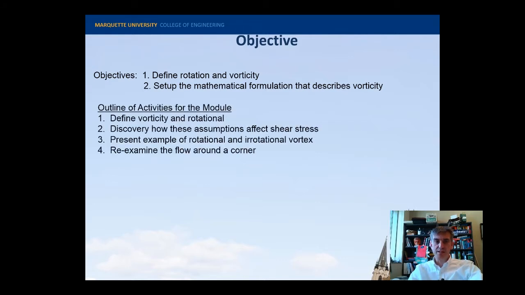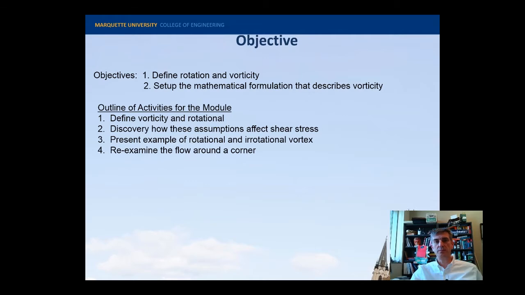What we're going to do is, as I said, define the vorticity and assumptions. We're going to discover how these assumptions affect shear stress, and then I'm going to present an example on a rotational and irrotational vortex, and then we're going to re-examine the flow field that we examined last time, which is basically flow around a corner.